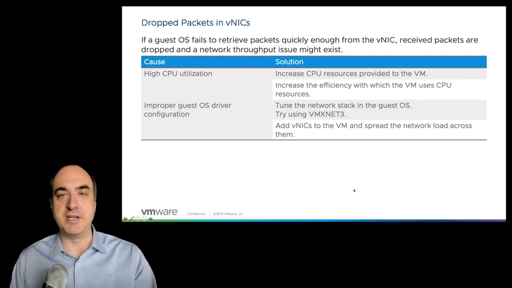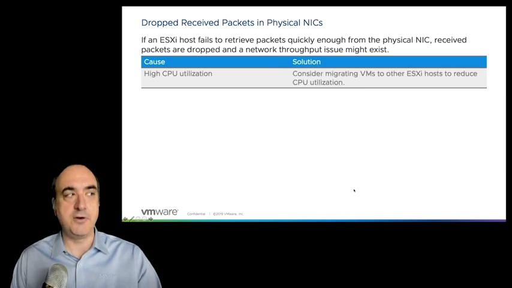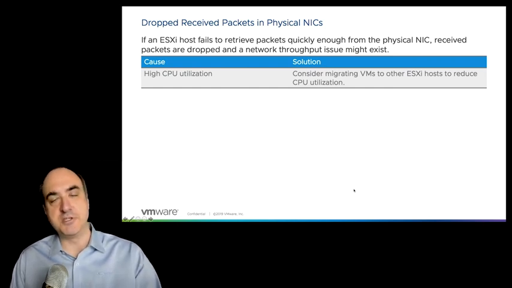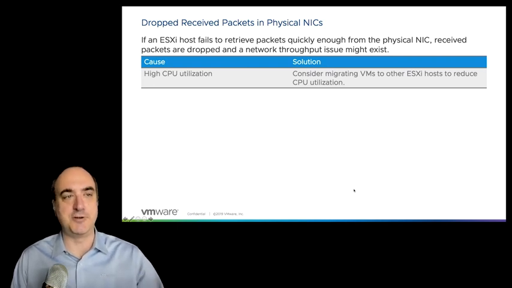If it's not VMXNet 3, this is the time to add that adapter. Now, drop receive packets at physical NIC level. That's not as common, right? The host is receiving the incoming networking traffic, and the ESX server drops it before even giving it to the virtual machine. That could be a host that's just running too many VMs that are using the network.